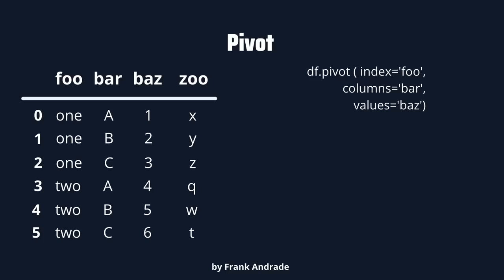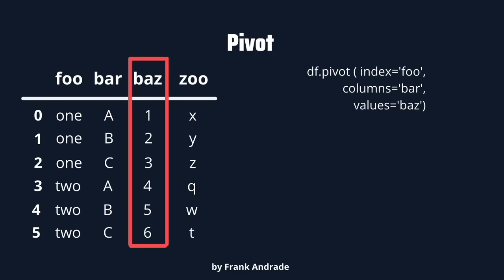Next, you have to define the column. So these are the new columns that we're going to see in our new data frame, the one that we're going to reshape. In this case, I'm selecting the data inside the bar column as new columns. This means that A, B, and C will be the new columns in our new data frame. And finally, we have to choose the values we wish to show in this new data frame. In this case, I'm choosing the baz column, so all the values inside there will be shown in our new data frame. So this is the column that I'm selecting.